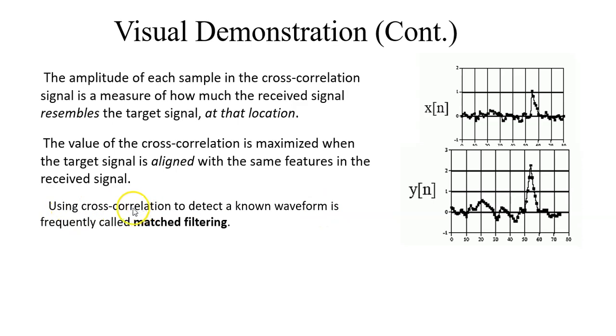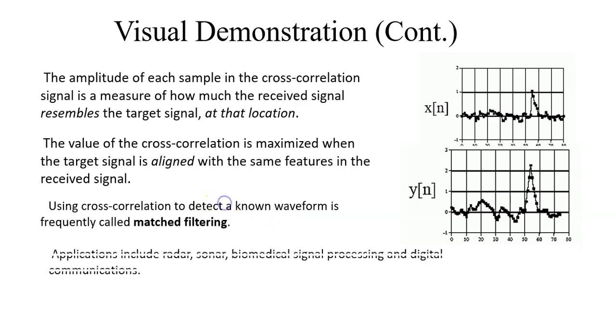Using the cross correlation to detect a known waveform is frequently called matched filtering. So what is the difference between matched filter and cross correlation? In matched filtering, as you know, the impulse response of the system is the reversed version of the input signal, which means we are comparing two similar signals, and they will give us the maximum value at the output, in other words, the energy of the input signal. But in cross correlation, we are comparing two different versions of signals. The input is different from the impulse response, and so we call this cross correlation.